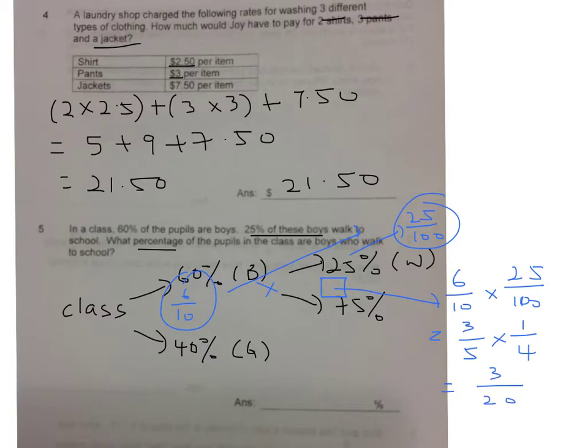So what percentage of the pupils are boys who walk to school? 3 over 20. You change it to 100%. We times 5 times 5. So our final answer is actually 15%. 15% of the pupils are boys who walk to school.